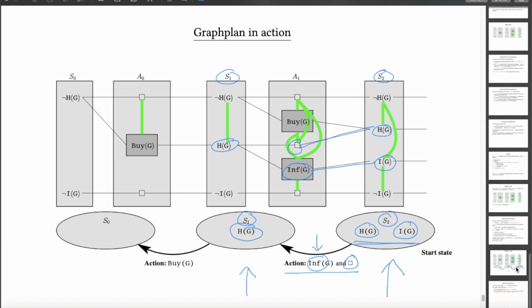So we've started at the end of the planning graph. That corresponds to a start state for the intelligent search problem, and then the intelligent search problem has performed an action moving back one level to this new state here. And it's done that by saying, I want to achieve HG and IG. I can do that using inf_g and a persistence action, and the preconditions required for that are just HG.